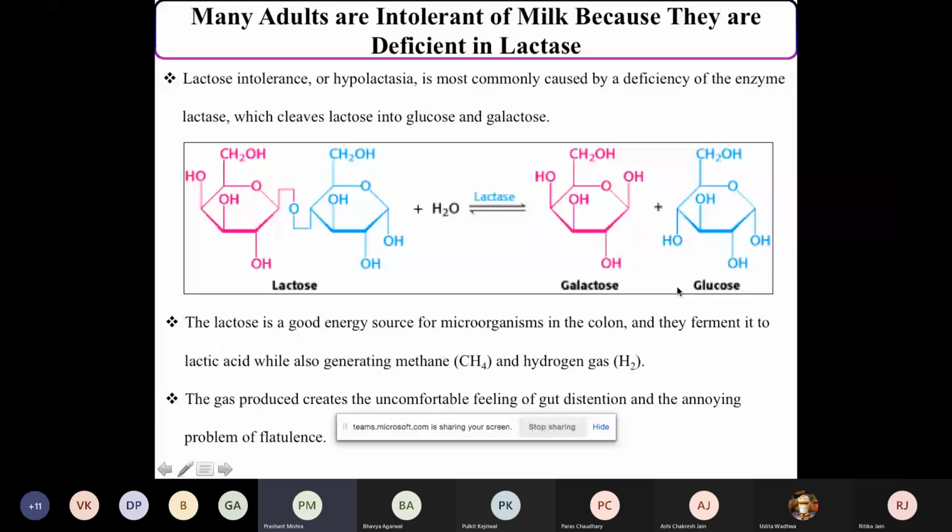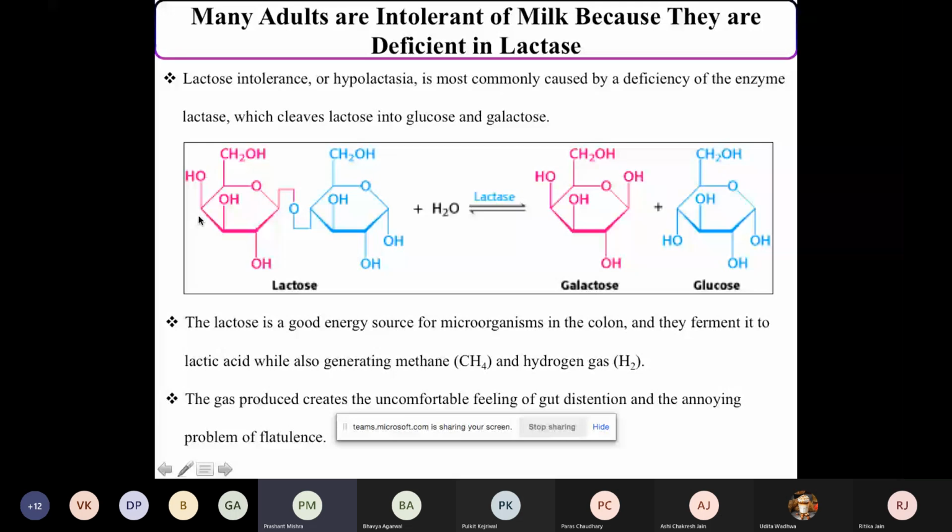Galactose, as I have shown you, will be converted into glucose 1-phosphate, and glucose 1-phosphate will be converted into glucose 6-phosphate, and that's how the metabolism occurs. They will enter the same glycolytic pathway. But what happens? There are people who have a deficiency of this enzyme. So if the deficiency of lactase happens, what will happen? There will be no metabolism, and the lactose will accumulate.